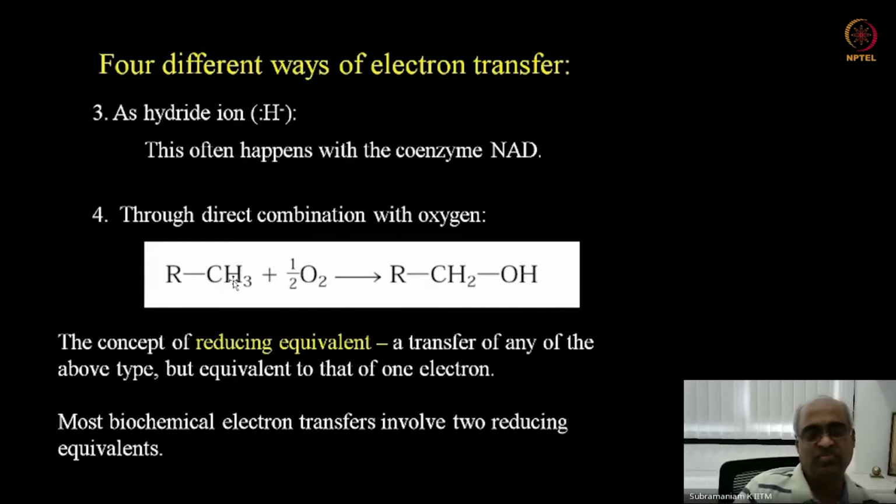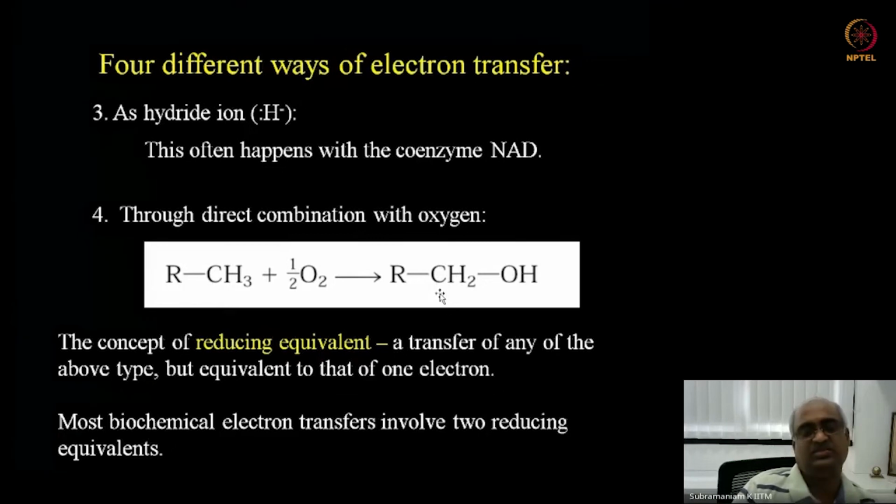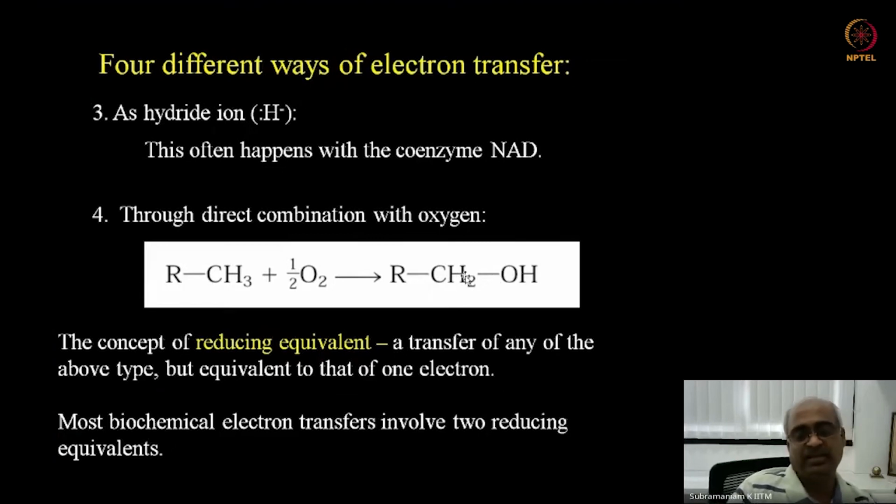Like here, instead of having all 4 valencies with hydrogen, here one of them is with an oxygen, and therefore that pair shared with carbon, that is, the carbon is sort of oxidized by partially losing it to this. Here you do not have a formal electron transfer.